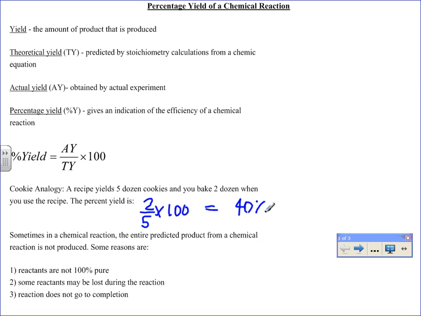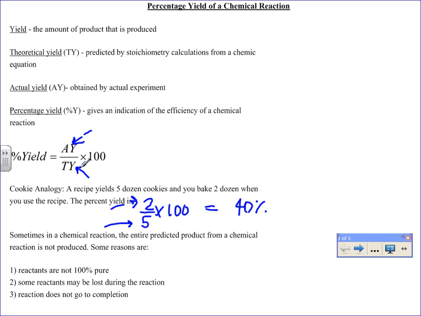So let's look at what we did here. We took the 2 dozen, which is how many cookies I actually baked, and we divided it by 5 dozen, which is the number of cookies that I should have been able to make. And this is what our formula is for percentage yield. To find the percent yield, we're going to take the actual yield and we're going to divide by the theoretical yield times 100.